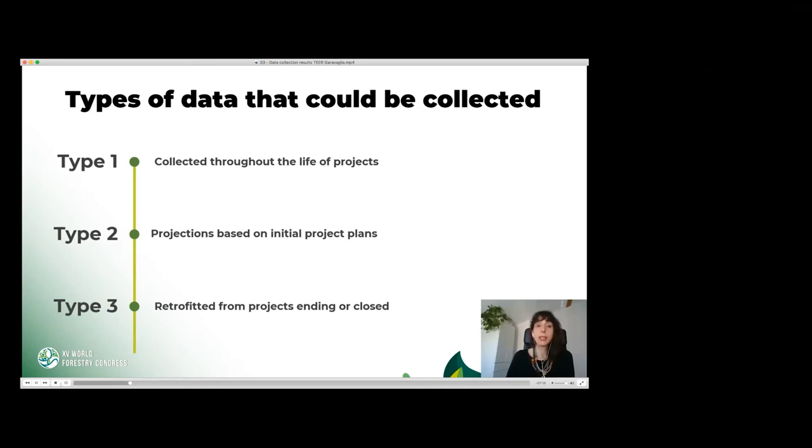Type 1 is data collected throughout the life of projects. Type 2 is data or projections based on initial project plans and documents. Type 3 are data retrofitted from projects close to the end or already closed.